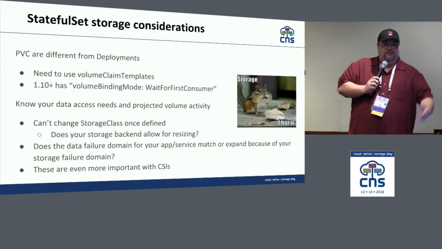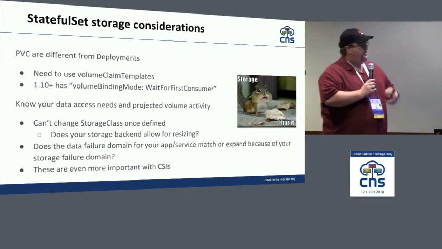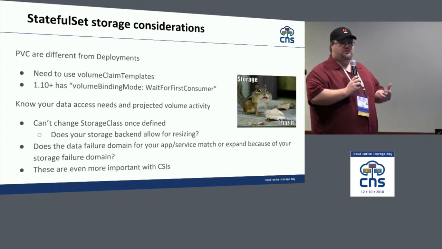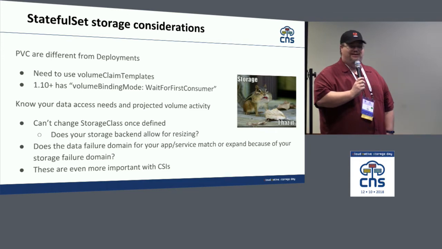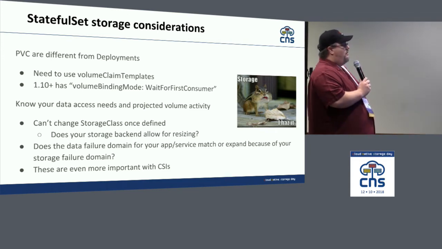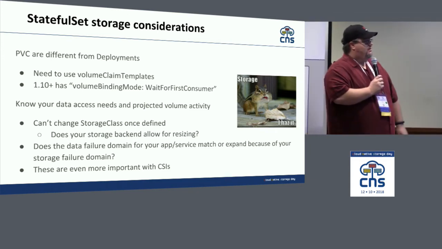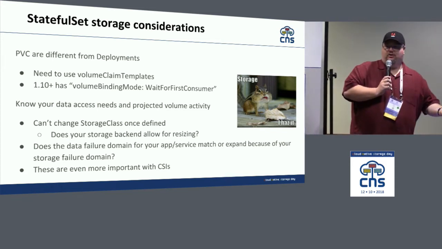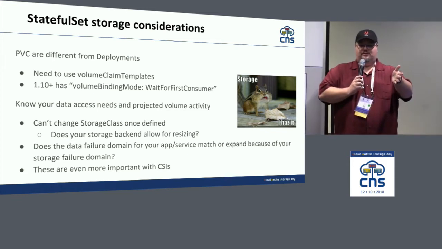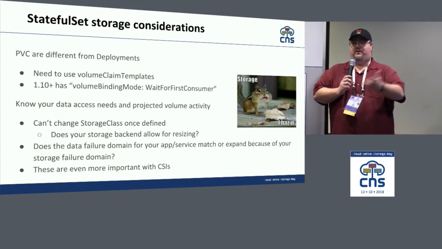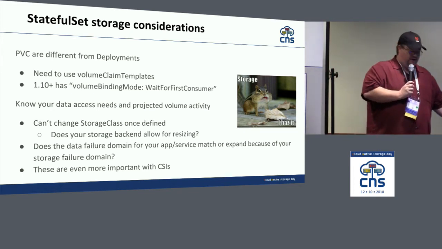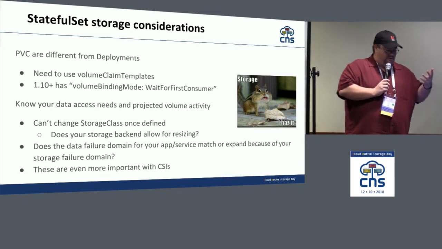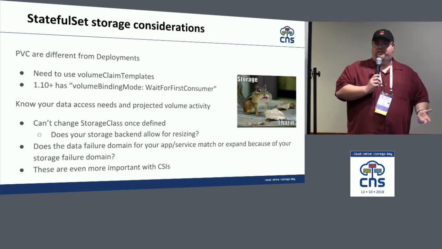Some storage considerations as we step back again. In a CSI world, storage classes can be a little bit different. We're going to talk about CSIs later today, I think in the next talk. But what does your backend allow? Are you using an EBS volume in Amazon where it works in one AZ? And if that goes down, is your stateful application going to run in another AZ, or is your data lost? So your failure domains may be a little bit different than what you're used to.